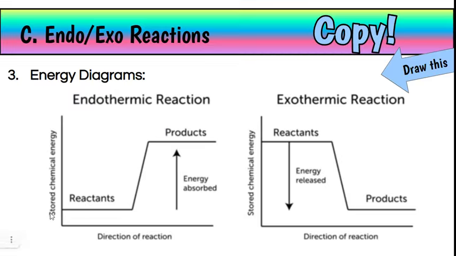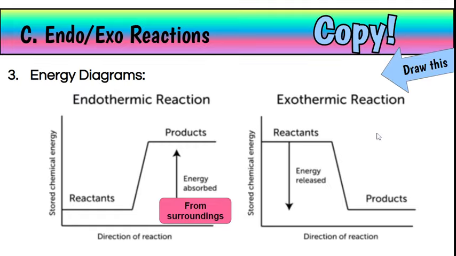So on the y-axis, you have stored chemical energy. The reactants are always on the left, the products are on the right. This is the direction of the reaction, so reactants to products. In the endothermic diagram, we have reactants with low energy and products with higher energy. And so in order to get that to happen, you have to add some energy. So energy is absorbed from the surroundings. So this would be a positive delta H. Energy is increasing from reactants to products. We could also say this as products have more energy than the reactants.